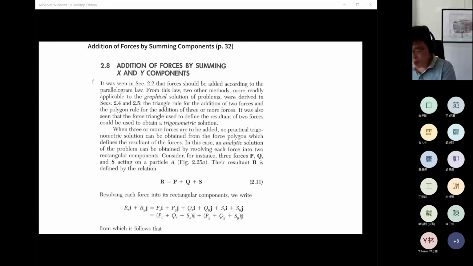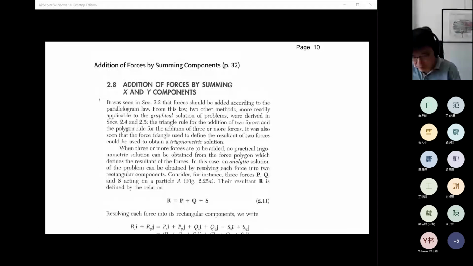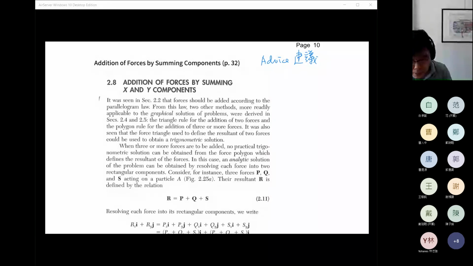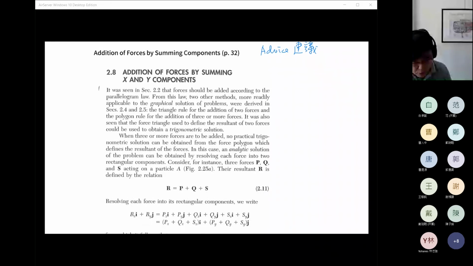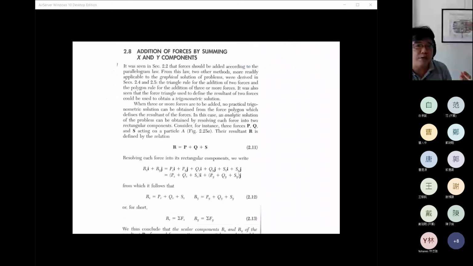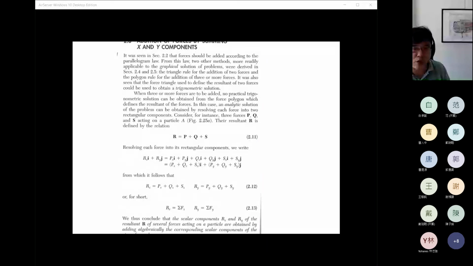But my first advice to read the English textbook is to chop it down into small pieces. Make it into small pieces. For example, on this page, we have a whole page of English in words. There are no figures. There are only 1 or 2 equations. Most of them are words. But you can always chop them down into pieces.